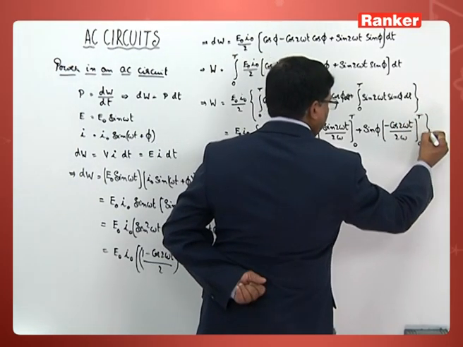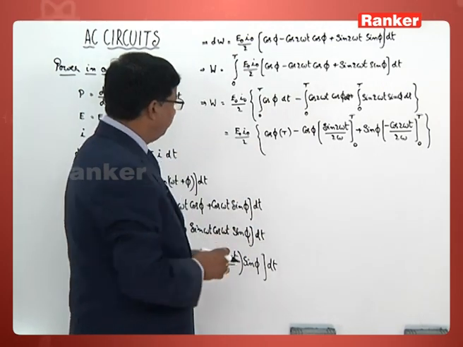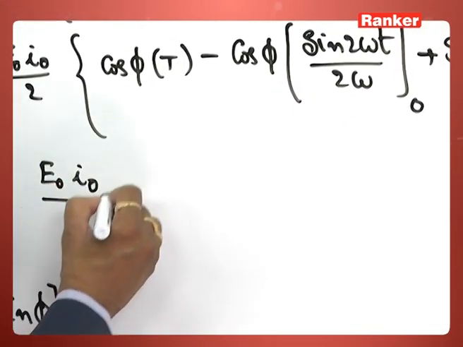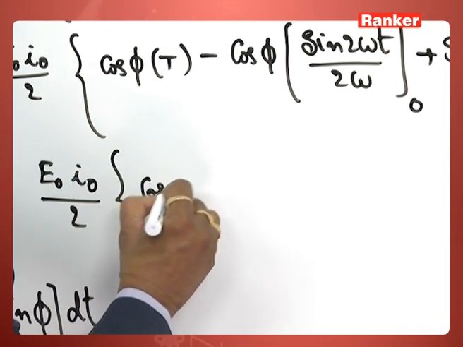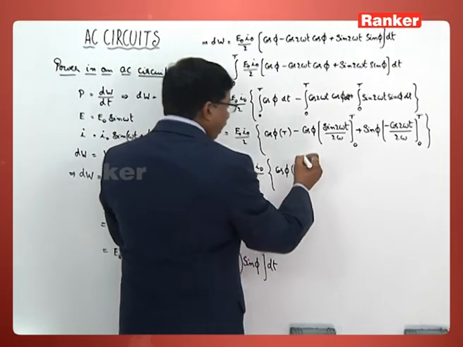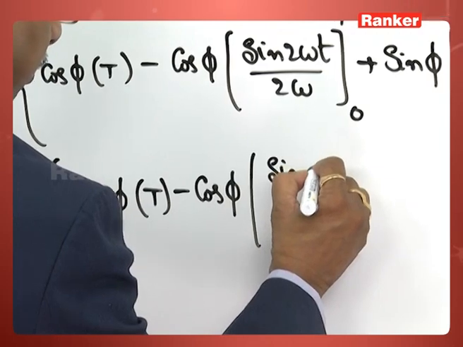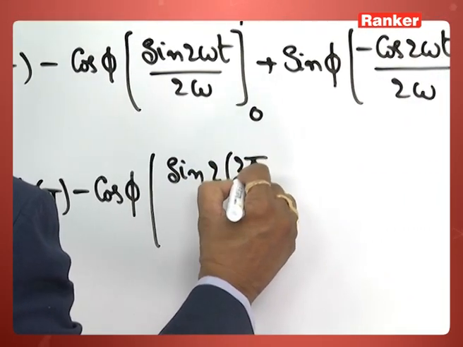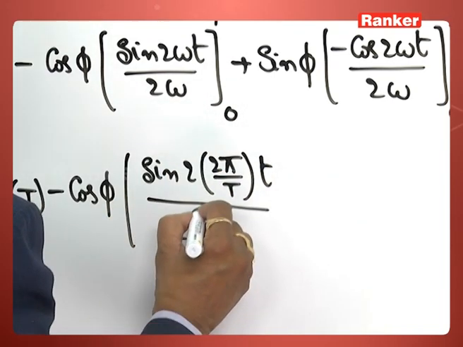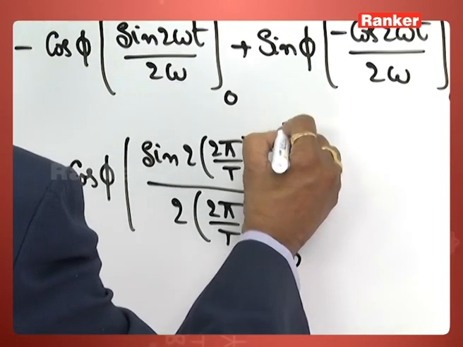This is the total value we can expect after integrating this above equation. Now the case is E naught I naught by 2 into cos phi into t, till this extent same. Now we can rewrite the same this way: cos phi, sine of 2 into 2 pi by capital T into small t by 2 into 2 pi by capital T between the limits 0 and t.